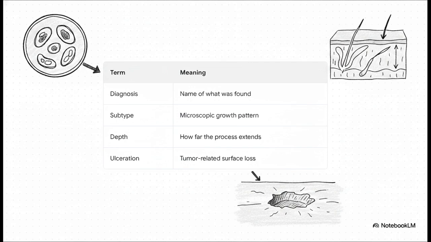Then you might see subtype or grade. This just tells us the microscopic growth pattern or exactly how abnormal those cells look. Depth or thickness shows us how far the process actually extends downward in that specific sample. And ulceration? Well, that refers to true tumor-related loss of the skin surface, which is totally different from just a scrape caused by the biopsy procedure itself. Every single one of these details points your treating team down the correct path.